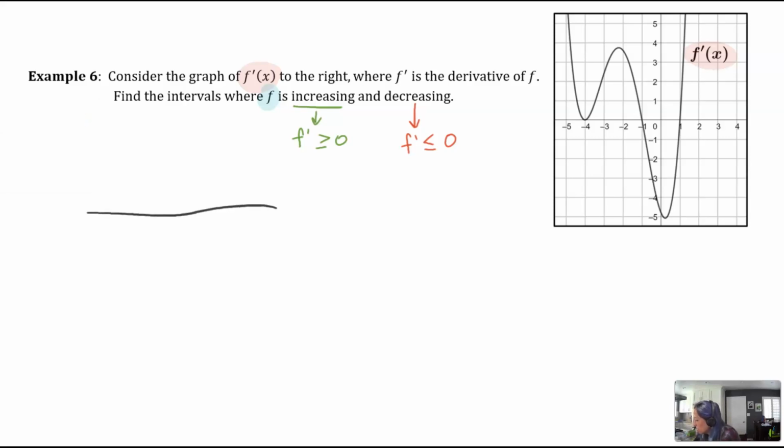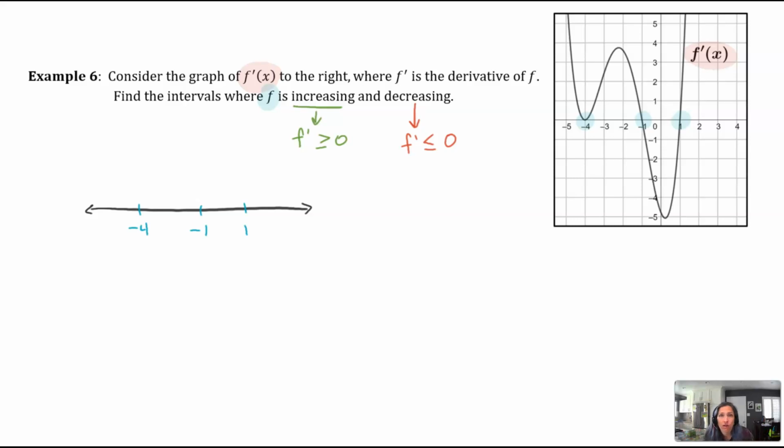So we can do the same thing we did before. Our critical values were when our first derivative was either 0 or undefined. So we can look at this and say, oh, here it's 0, here it's 0, and here it's 0. So we have 3 critical values on this graph: -4, -1, and 1. Boom. That's like steps 1 and 2 right there. Maybe even 3.